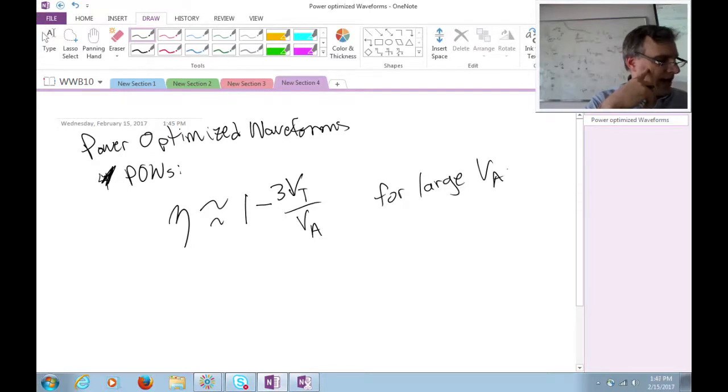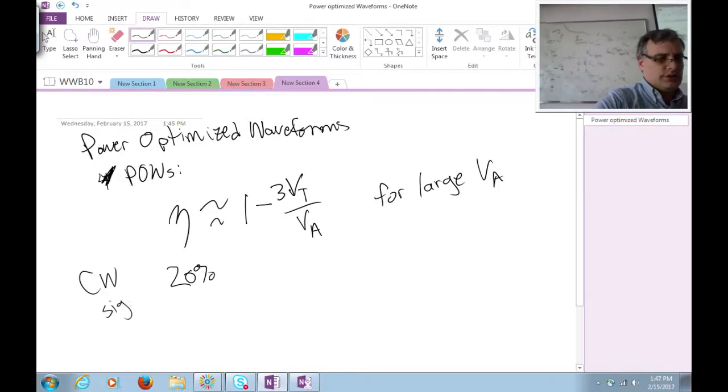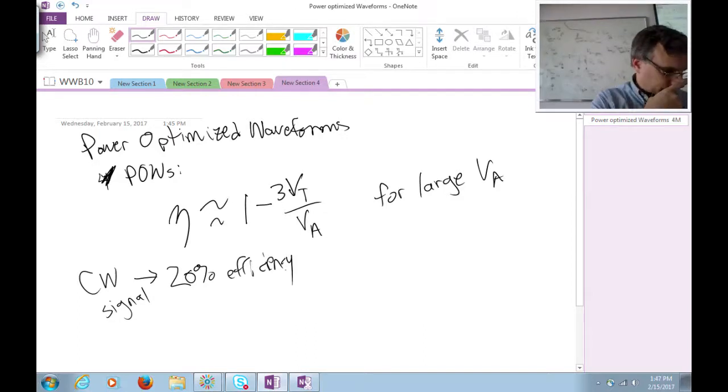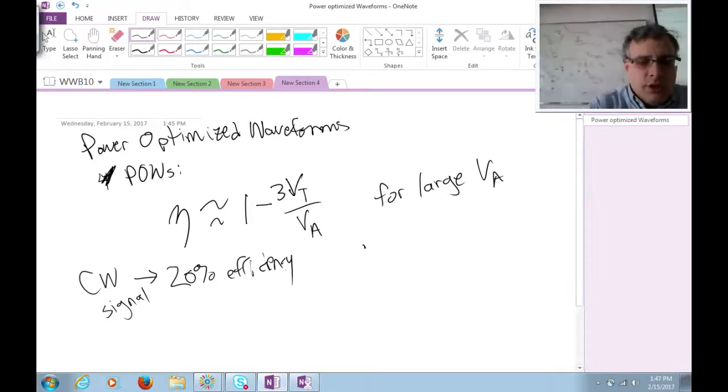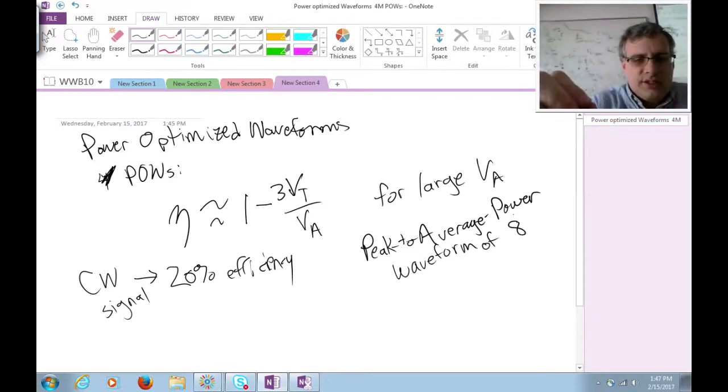And the question: if the power from a continuous wave sinusoid is converted with only 20% efficiency, then estimate what the conversion efficiency becomes when a power optimized waveform is used with the same average power as the CW waveform and an envelope peak to average power of 8.